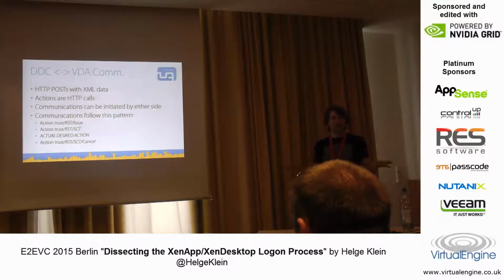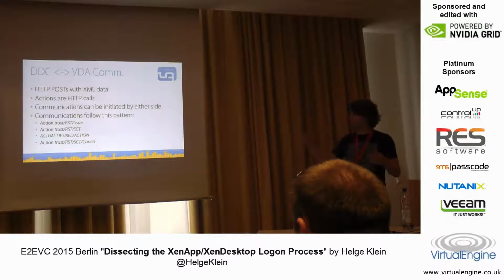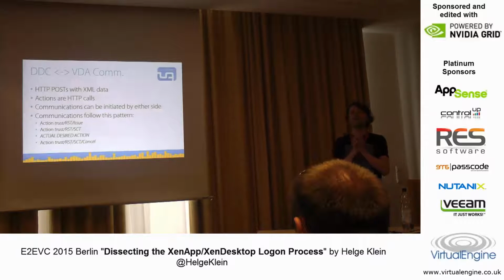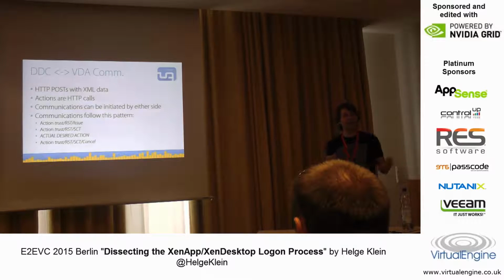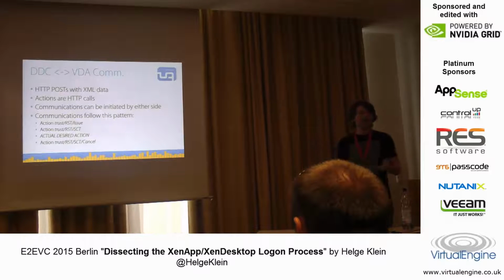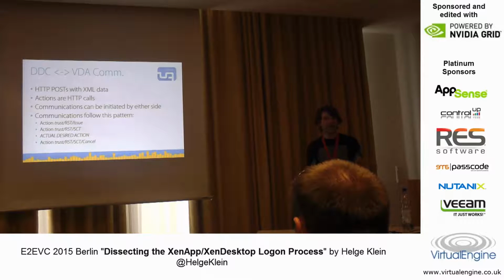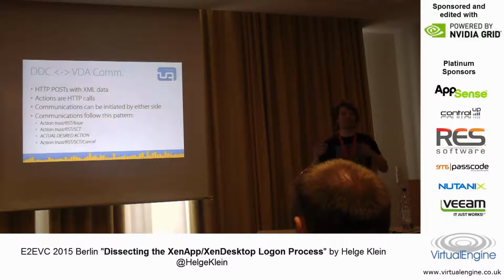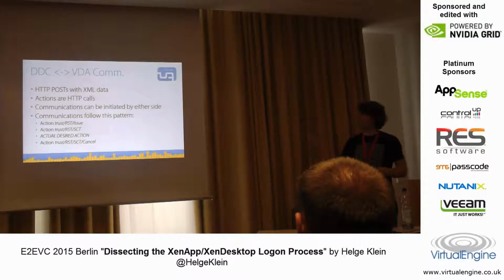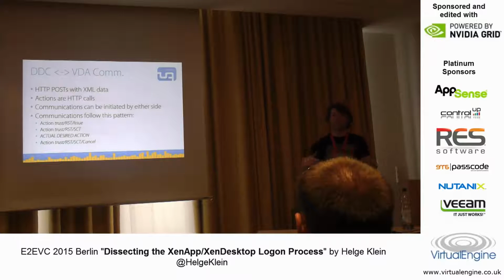When you look at the communication between the DDC and the VDA, you can only do that with a network trace. You'll see that the type of communication is HTTP, and the data being transferred is XML data. So it's text, and it can be easily read, but understanding it is a different matter, because most of what I'm showing here is not documented at all. So I'm taking clever guesses, and some of them are hopefully correct, and others might be wrong.